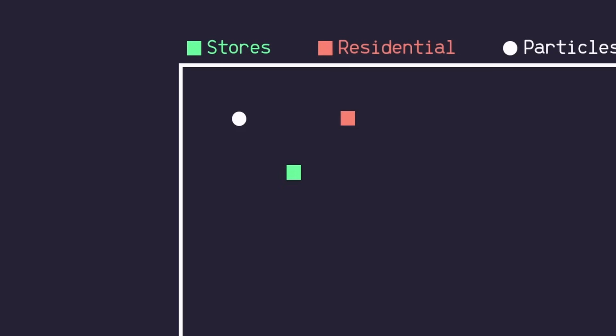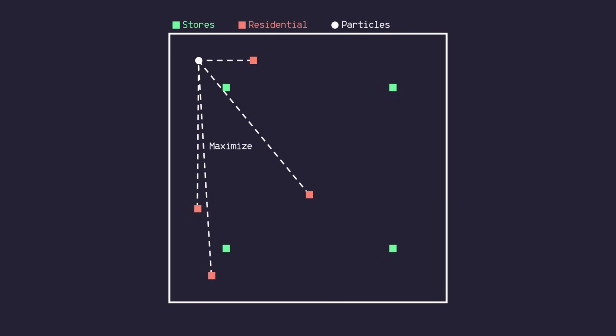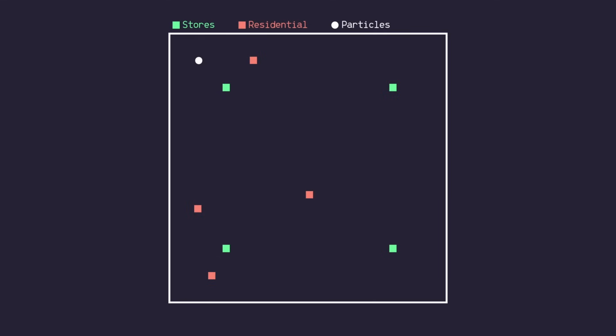Initially, the particle doesn't know its location, so first, it calculates a fitness score based on its current position. Remember, we're aiming to maximize the distance from residential areas and minimize the distance to stores. The particle finds the closest residential area and records that distance. We choose the closest because it represents the worst-case scenario for residential disruption. Meeting this requirement ensures we're far enough away from all other residential areas, so no need to track the others.